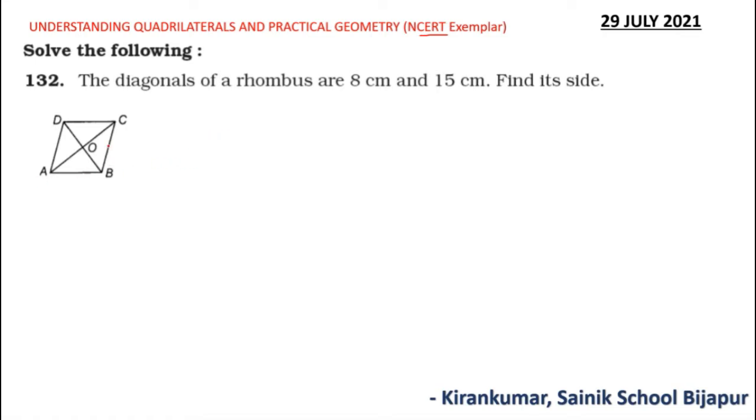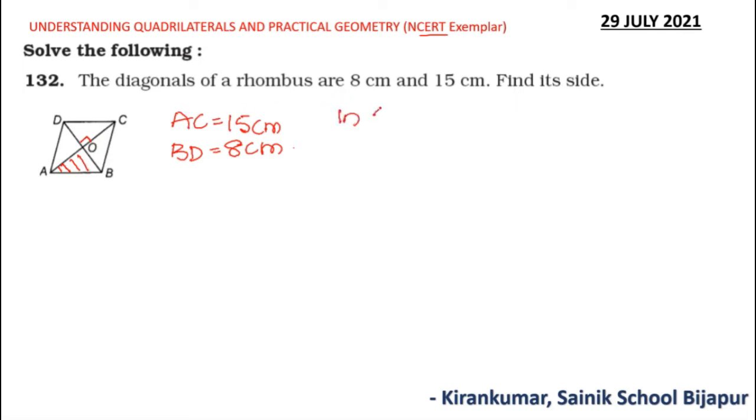I have considered the rhombus to be ABCD. In this, they have given the diagonals. So AC is given as 15 centimeters, one of the diagonals. Another diagonal BD is given as 8 centimeters. We all know that in a rhombus, the diagonals bisect each other perpendicularly. So the angle formed here is 90 degrees. If I consider one of the triangles here, say I have taken this triangle AOB.